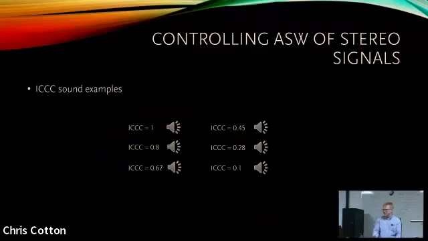So at this point, we can listen to some sound examples. Hopefully this comes through on Zoom, but the attendees in the room should definitely hear this as well. So we'll start with an ICCC of 1. That means that our input signals are totally correlated. They're as similar as they can be. They are essentially the same. So there is no added spatial impression into our system. We just have a simple mono input.